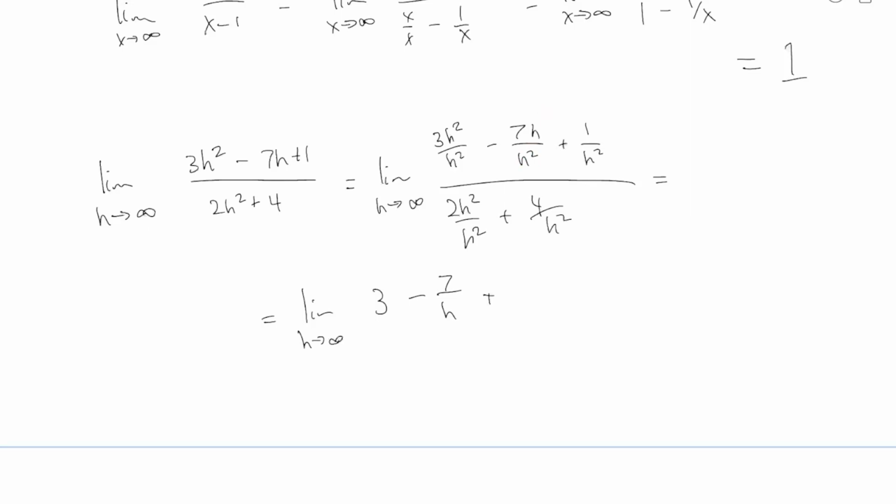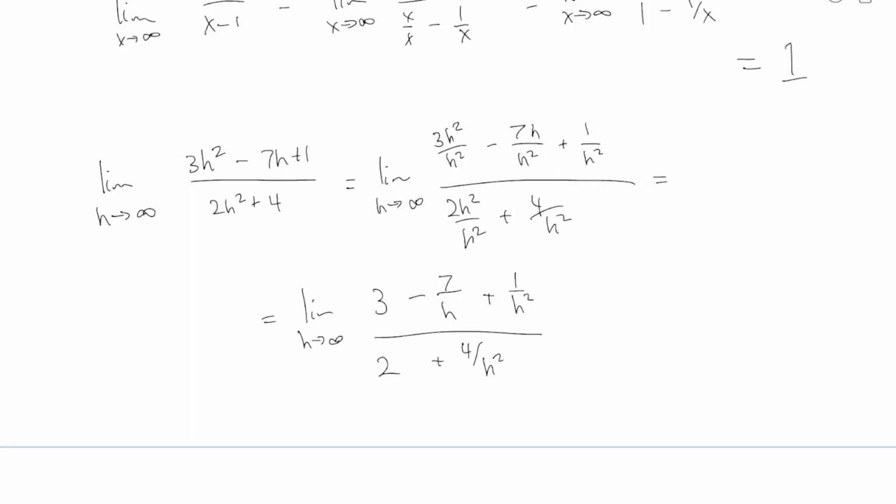All right, 1 over h squared is just going to stay like it is. You can't cancel any of that. And on the bottom, 2h squared over h squared becomes just 2. 4 over h squared, you can't cancel, is just 4 over h squared.